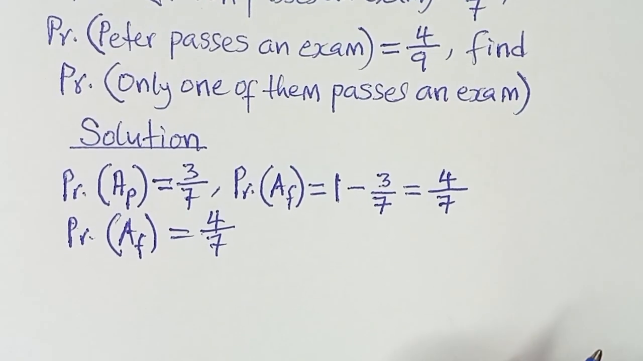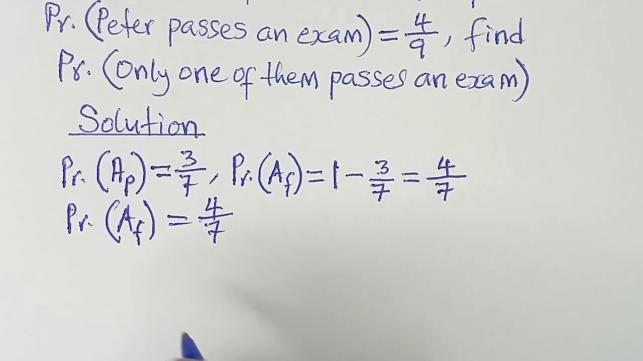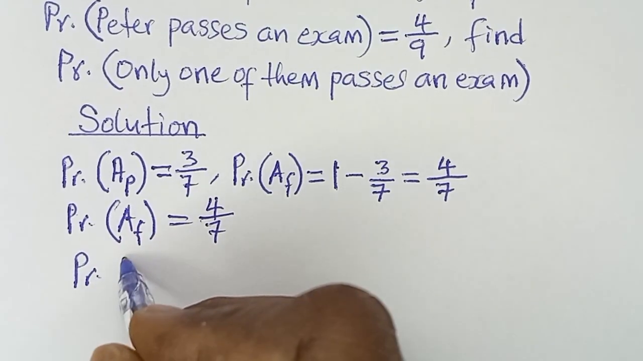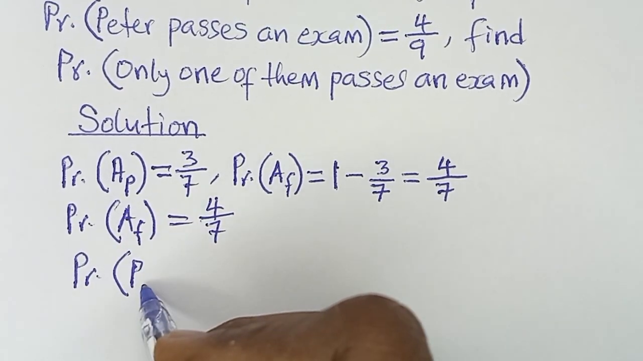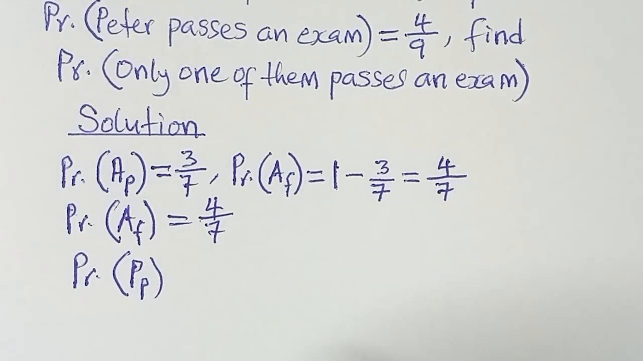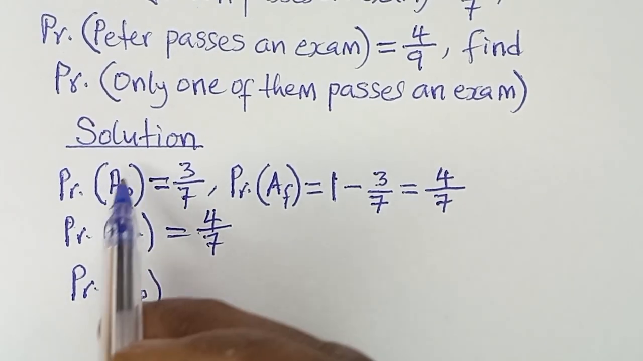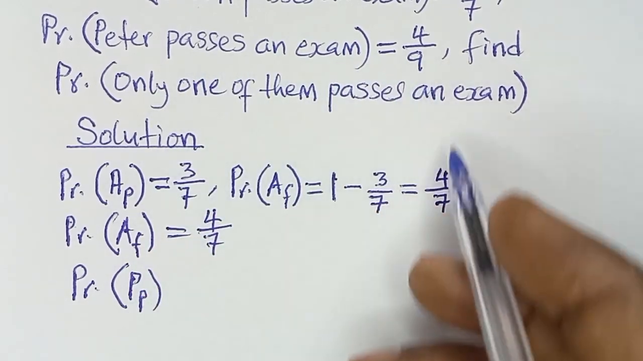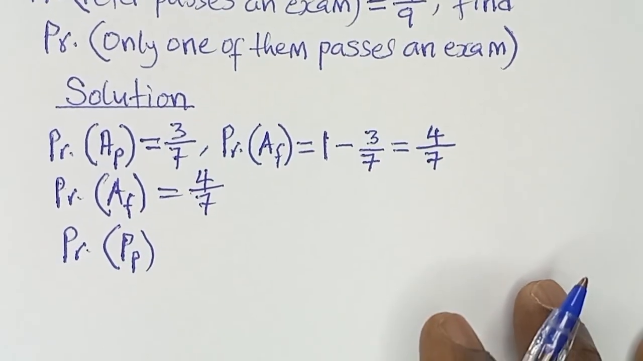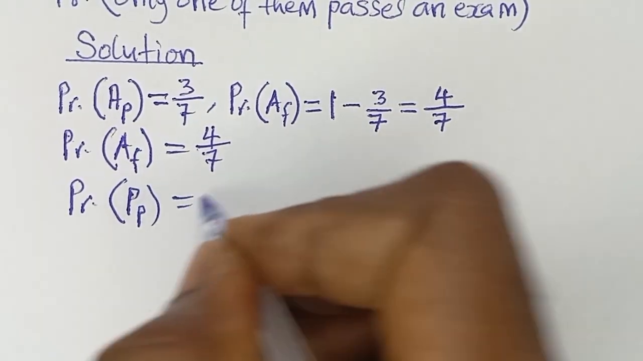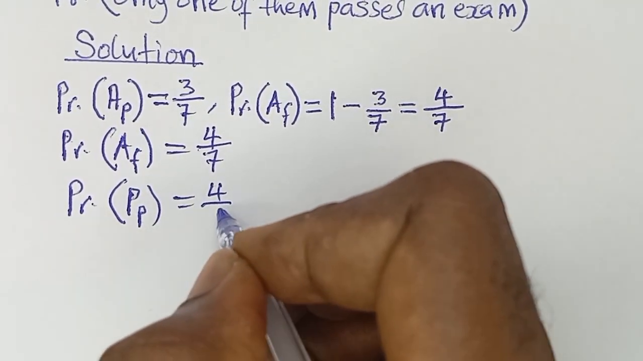Let's go for Peter. Now we are given from the question that the probability that Peter passes the exam, that is P for Peter and P for passes, as shown here, is 4 over 9. So that is 4 over 9 from the question.